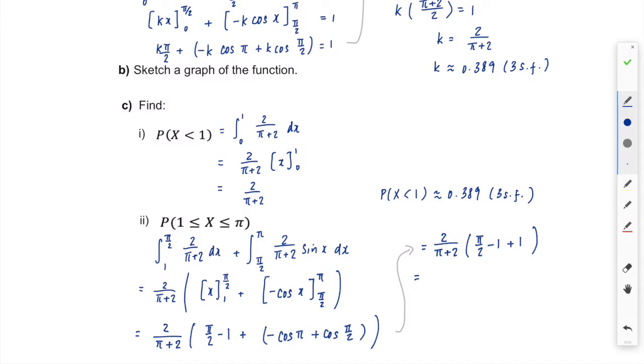And the 2 and the 2 can reduce. So I have pi over pi plus 2 to be exact. And if you prefer to round it, this works out to 0.611. Round it to 3 significant figures. Okay?